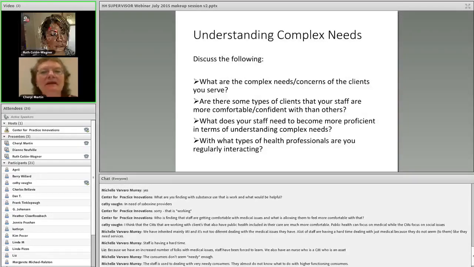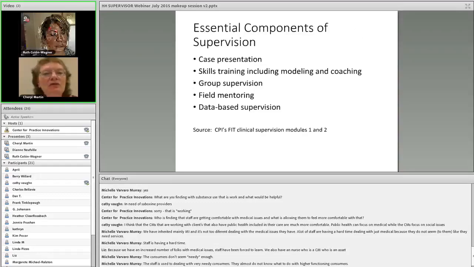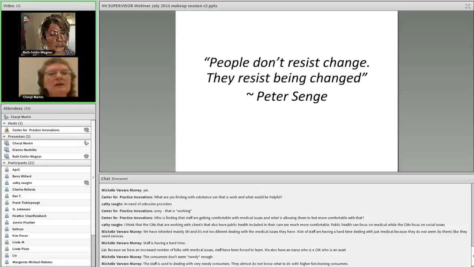So if we could have the, thank you very much. I'm going to move on to the next one. Essential components of supervision. And this is where we spend a lot of time at the face-to-face. We broke these down into individual components of supervision, and folks develop plans of how they do that. So let's see how we can do that over the webinar, to be able to get some information that will be useful to each other and how it's working for you right now. So case presentation, we'll talk about that. Skills training, including modeling and coaching. Group supervision, field mentoring, and database supervision. So those are the things to start thinking about as we go forward with this.